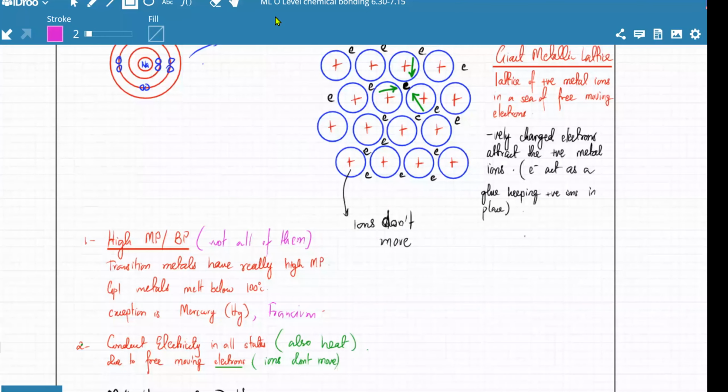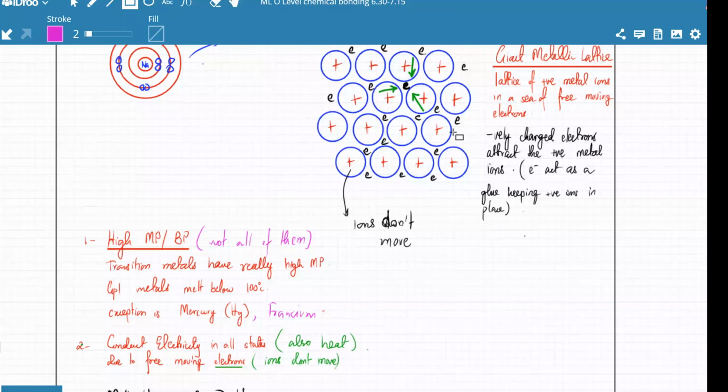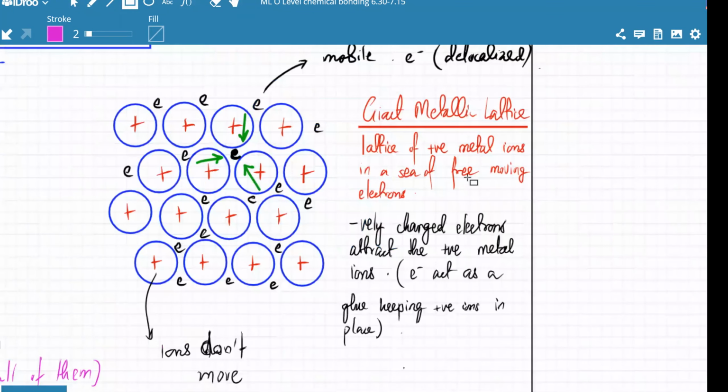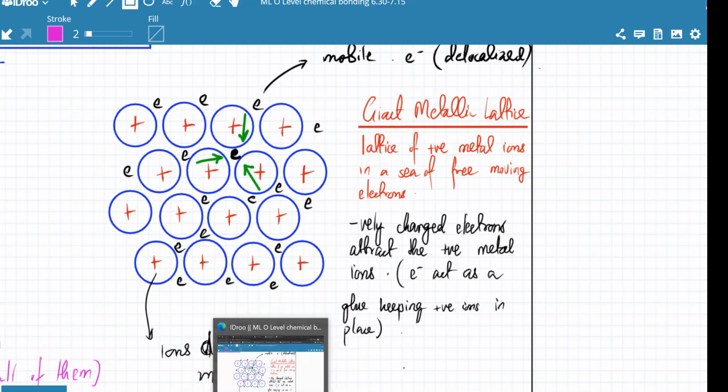So that is what you're going to write in the answer. And you also have to describe the bonding in a typical metal. So you've drawn a structure. The bonding could be described in this way: it's a lattice of positive metal ions and a sea of free moving electrons. The negatively charged electrons attract the positive metal ions. The electrons are in the middle, acting as a glue. They're negatively charged, they attract the positive ions, and the positive ions attract the electrons. So they're all mutually attracted to each other. So that's how you're going to describe this.